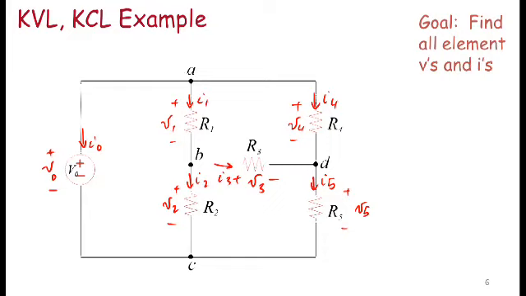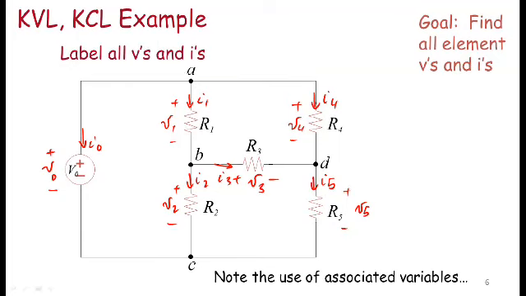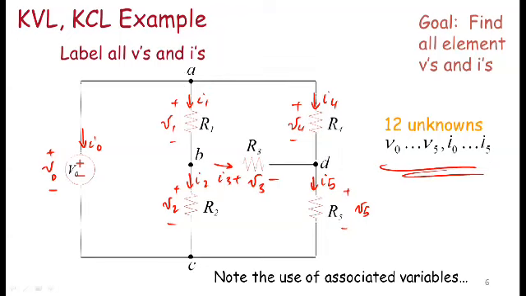So I have a bunch of branch variables assigned, and these involve both currents and voltages. Notice that in this example, I have used the associated variable discipline, assigning all my currents flowing into the positive terminal of each of the assigned branch voltages. So here I get 12 unknowns in all. If you count V0, V1, V2, V3, V4, and V5, that's 6. And I0 through I5, that's another 6. So I have a total of 12 unknowns.